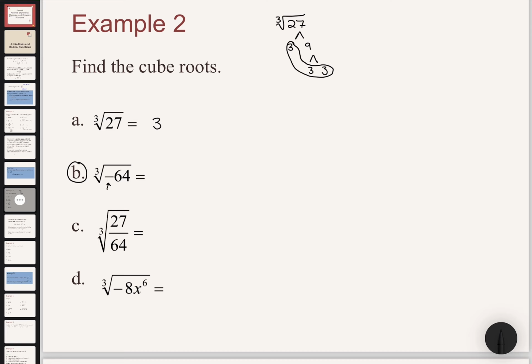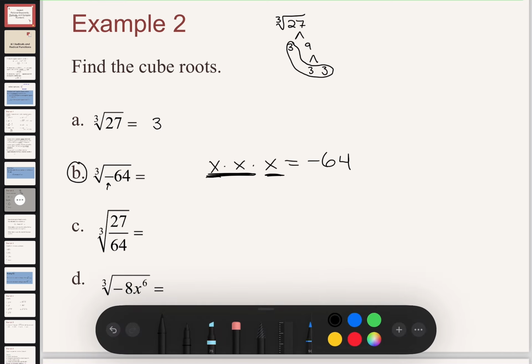Because if a cube root is something times itself, x times x times x equals -64. Well, if x is negative, then this would work out, right? A negative times a negative would give me a positive, and then that positive product times a negative would give me a negative. So can you guys figure out what number this would be for this one?